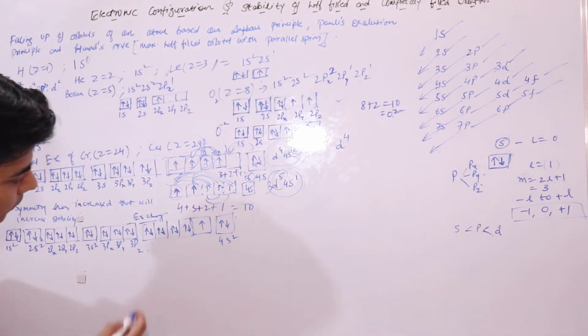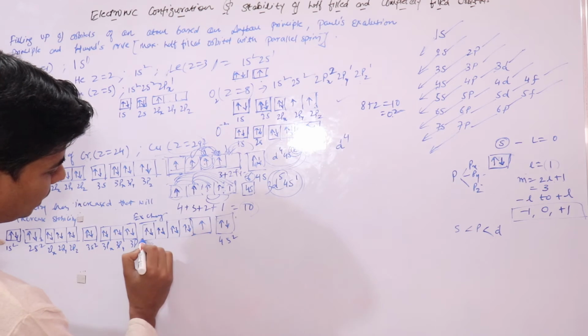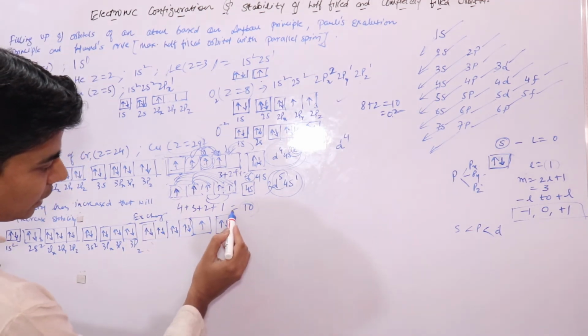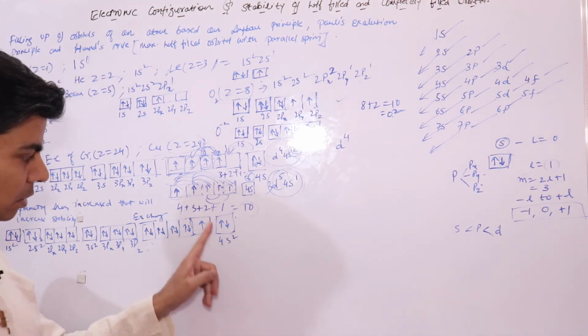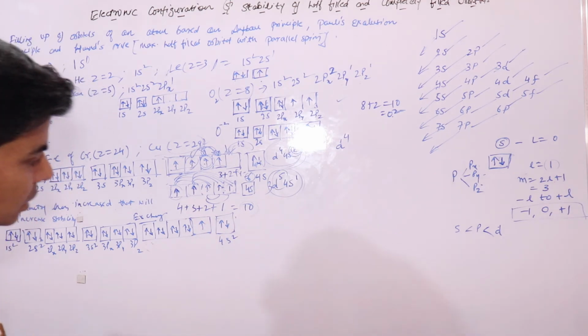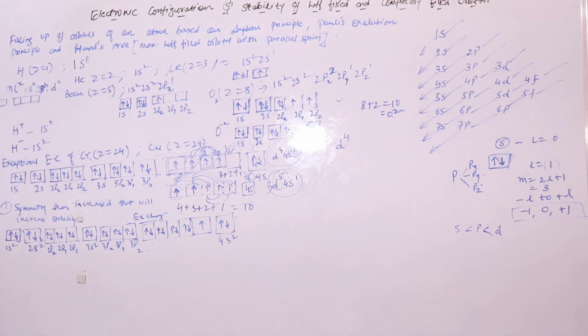So what we will do is, in order to make the orbitals of the d subshell symmetric, we will transfer one electron from this 4s orbital to the 3d orbital, right? So what we are basically doing is transferring an electron from an orbital of higher energy to an orbital of lower energy. And this is an exception to Aufbau's rule, right?